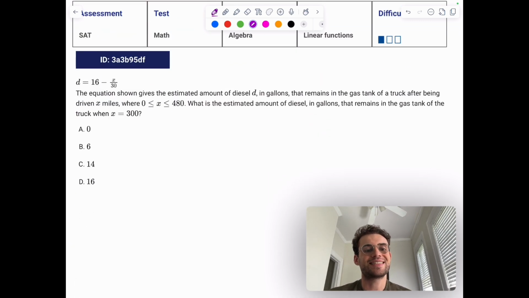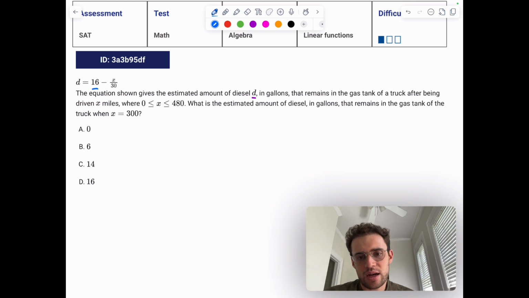D equals 16 minus x over 30. The equation shown gives the estimated amount of diesel, D, in gallons that remains in the gas tank of a truck after being driven x miles, where 0 is less than or equal to x is less than or equal to 480. So you can see 16 is the starting amount, and then you're using 1 gallon every 30 miles. So it's going down by 1 each time the number of miles goes up by 30.